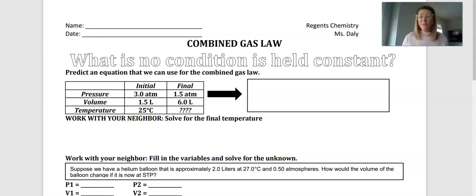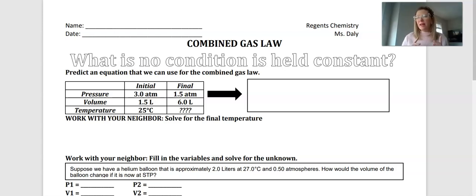Well, more often than not, we actually don't have any conditions that are held constant. In Charles' law, we have pressure that's held constant. In Boyle's law, we have temperature that's held constant. And in Gay-Lussac's law, we have the volume that's held constant. But in the combined gas law, we don't have any variable that's held constant, and all variables are changing.